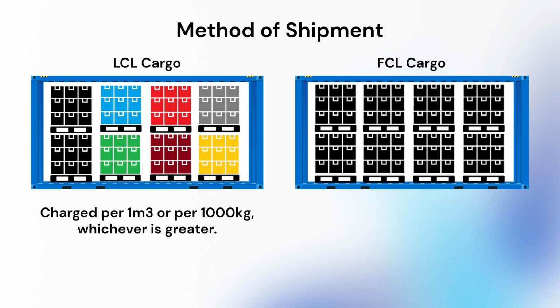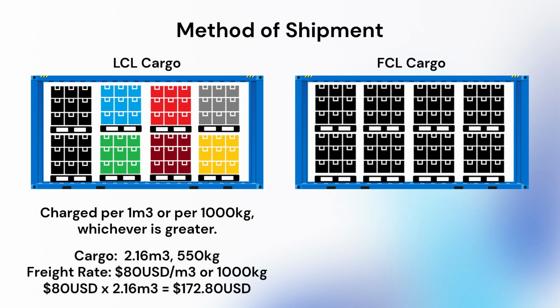Let's look at an example of shipping one pallet of cargo that is 2.16 meters cubed and 550 kilograms. The freight rate is quoted at $80 per cubic meter or per metric ton. Since the cubic volume is greater, the freight will be charged based on the cubic meter volume. So the freight cost will be $80 multiplied by 2.16 meters cubed to get $172.80.